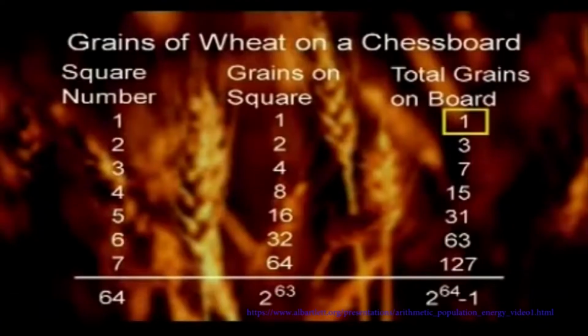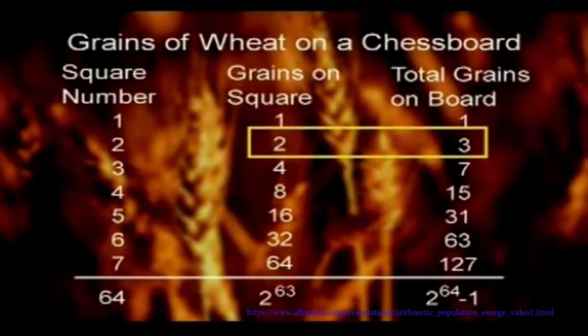Now let's look at the way the totals build up. When we have 1 grain on the first square, the total on the board is 1. We add 2 grains, that makes a total of 3.